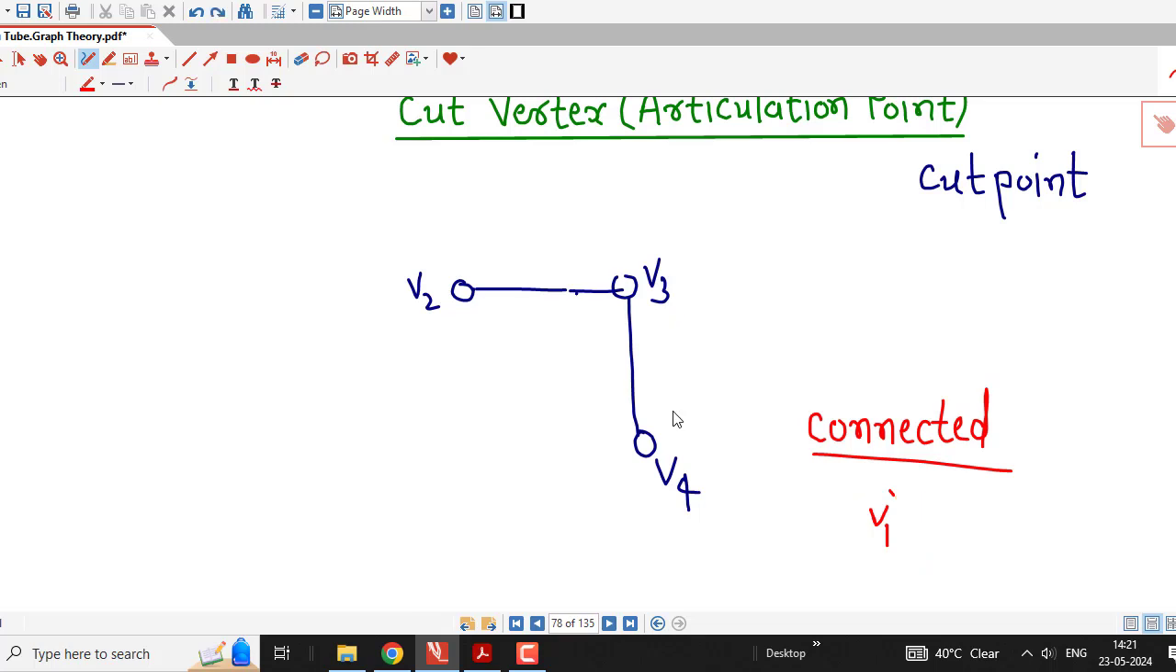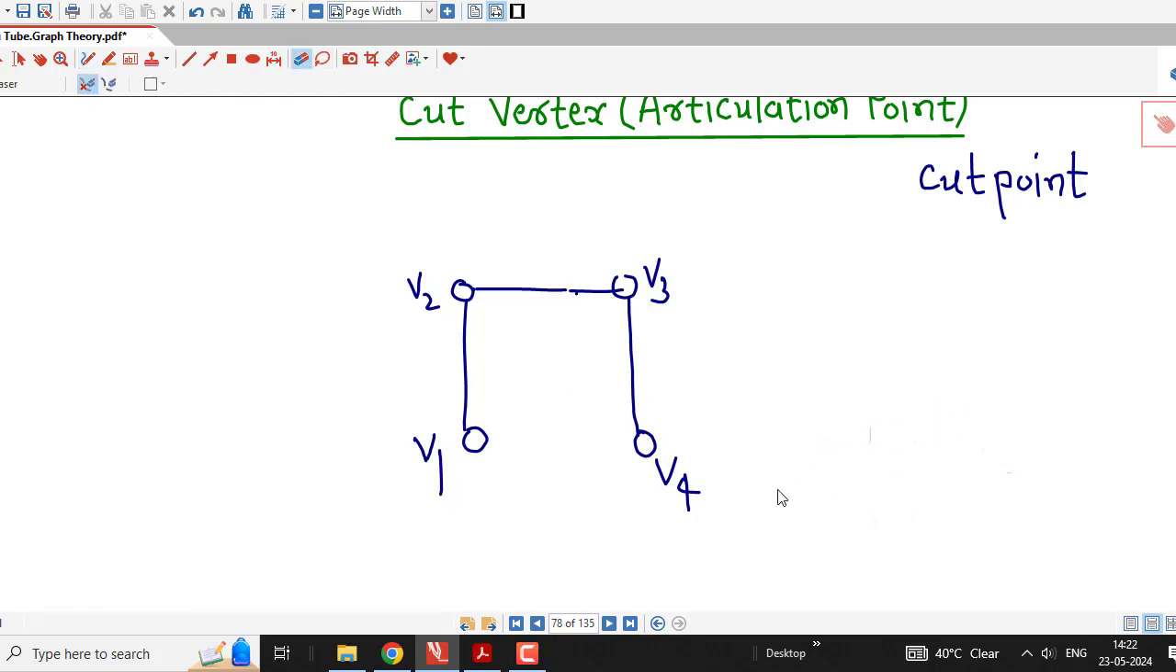So let me first come back to the original graph. Let me write V1 here. Now instead of removing V1 and all edges incident with V1, we try to remove V2 and all edges incident with V2. There are two edges incident with V2, so we remove them and we remove vertex V2 also.